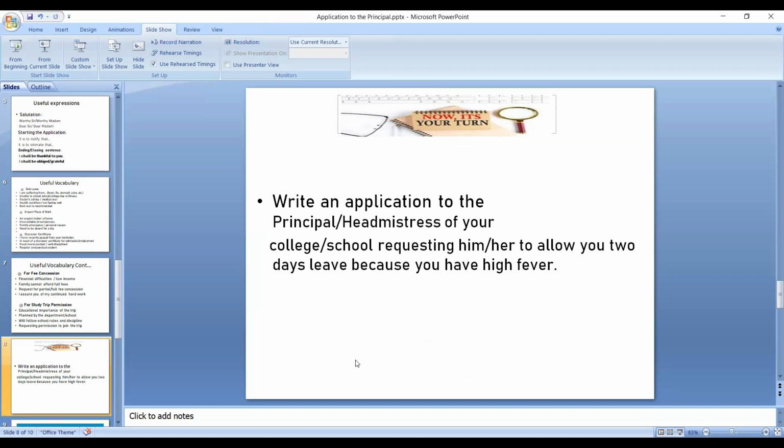Now it is your turn. So pick up your pen and a blank page and write down an application to the principal of your college requesting him to allow you 2 days leave because you have high fever.